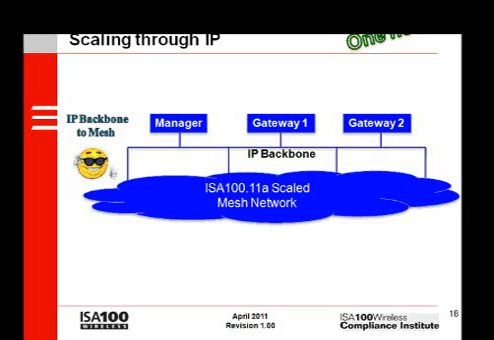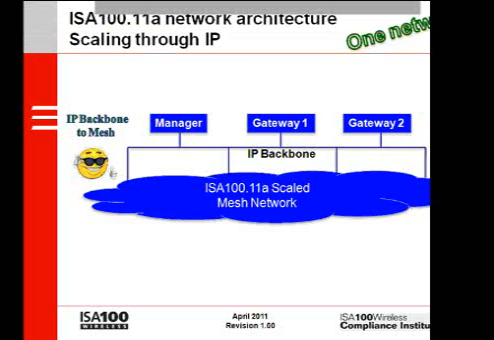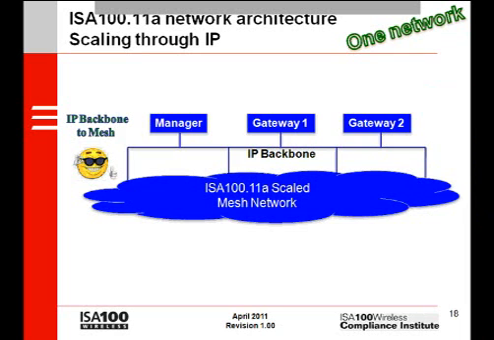Now, let's see how the IP approach in ISA100 impacts the user experience in actual practice. This diagram shows a scaled network configuration. The ISA100 radio cloud is shown as a single mesh with multiple IP backbone connections. In this configuration, the gateway is shown as an Internet appliance without a radio. ISA100.11a messages flow over the backbone network.